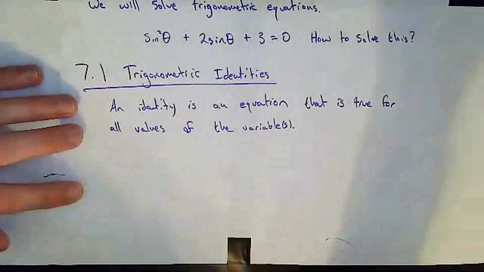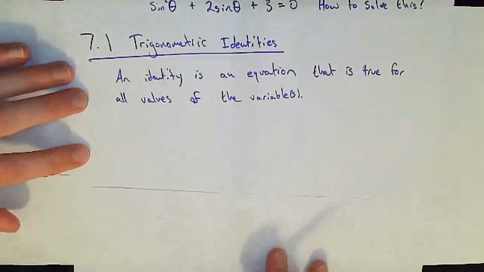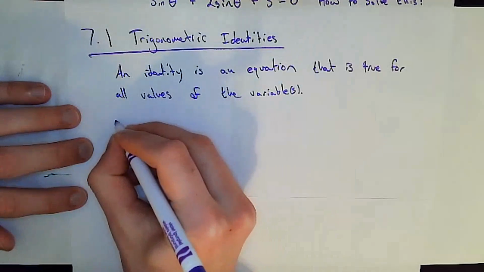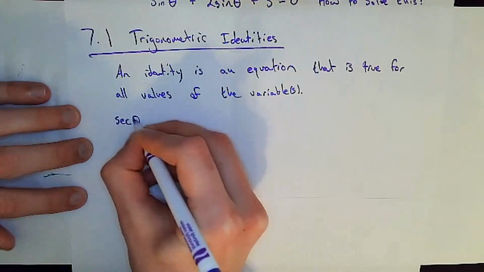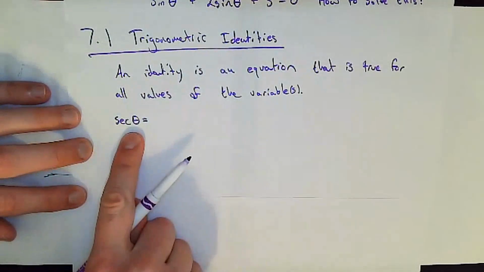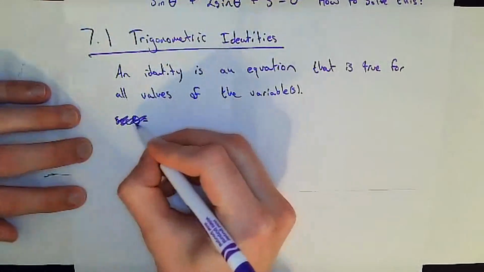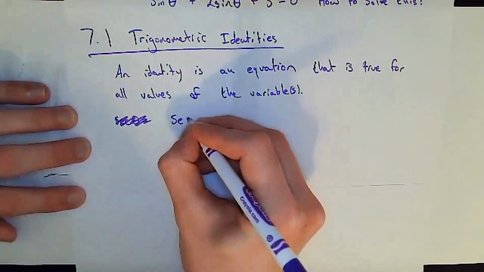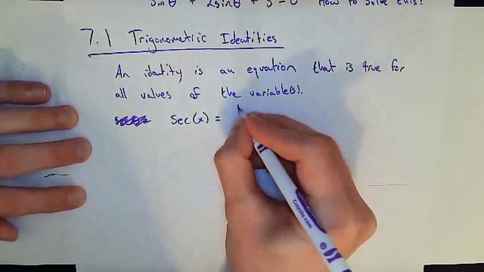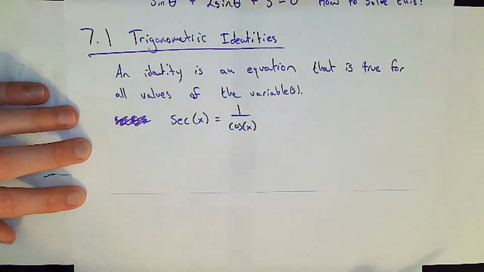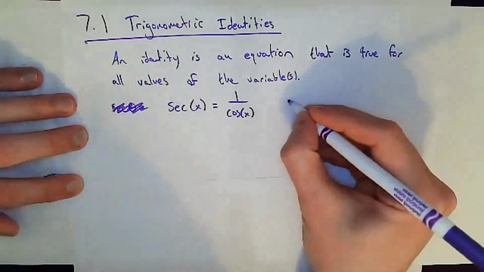So we already know some trig identities. What kind of trig identities do we know? We know that secant of theta, so note that my domain variable now is going back to theta, and I'm just following along in the, oh wait, hang on. Let me see what the text is using. Nope, they're using x still. Okay, so I'm going to use x. So secant of x is equal to 1 over cosine of x, and that's true for all x, so that's an identity.